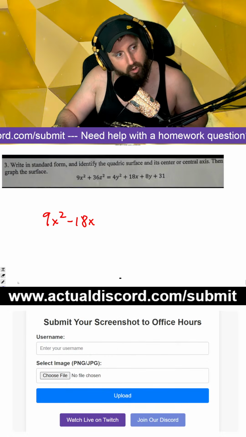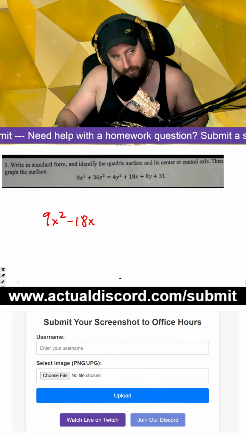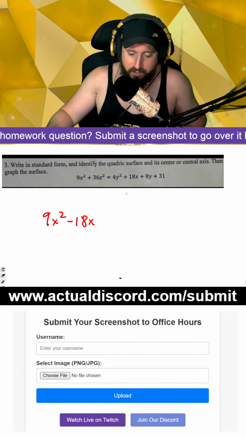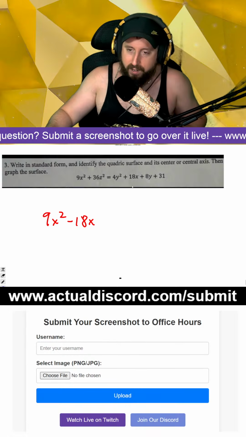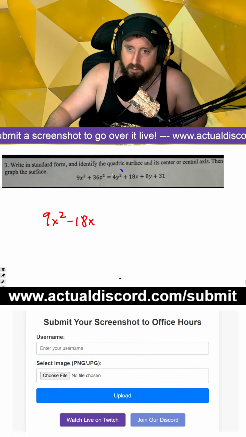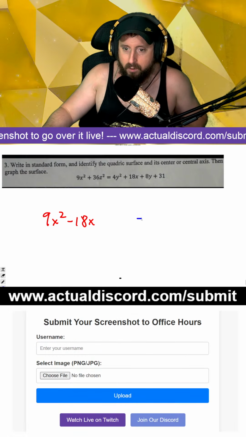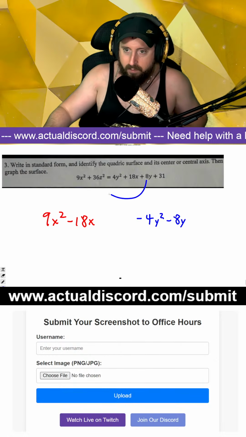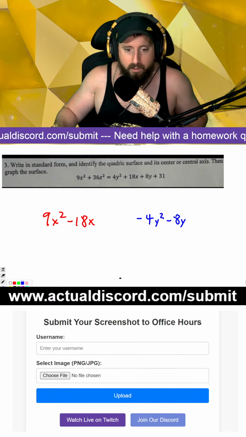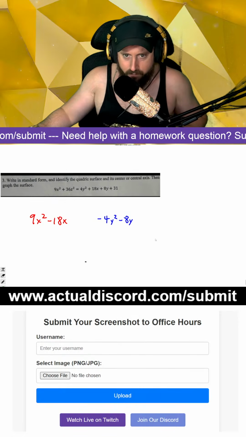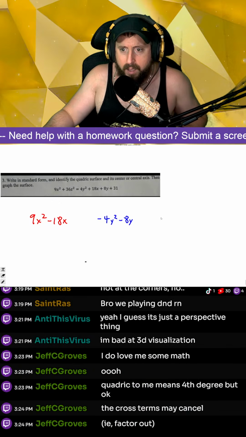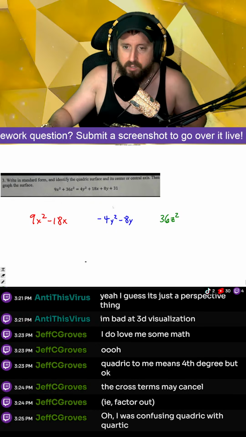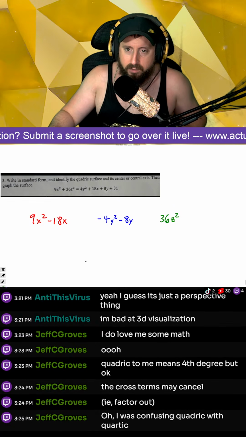Lynn says it's a polynomial of 3 variables with the degree of at most 2. Yeah, that's cool. It's a 3 variable quadratic. You get 3 quadratics. So moving this one over, we're going to get minus 4y squared minus 8y, right? Move that over the other side. And then for the other one, we're going to have 36z squared. Yeah, no, it's not quartic. Yeah, quartic's different than quadric.